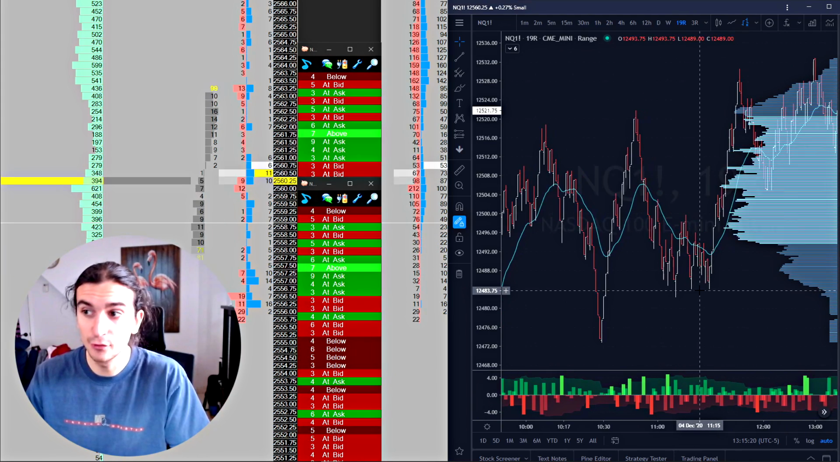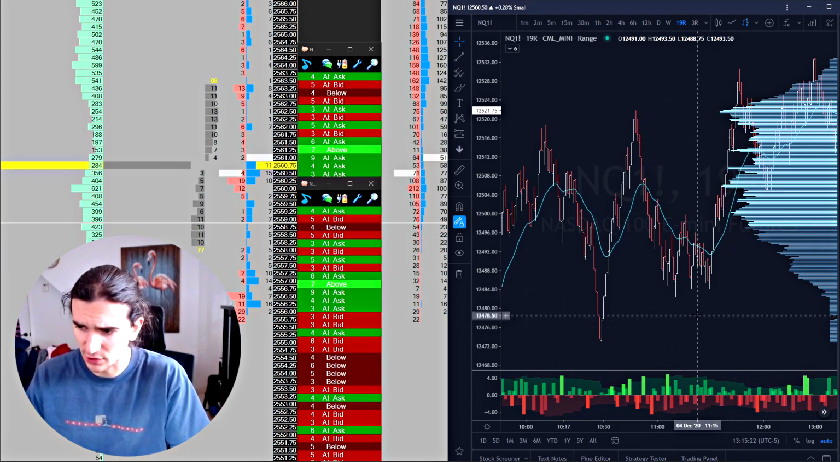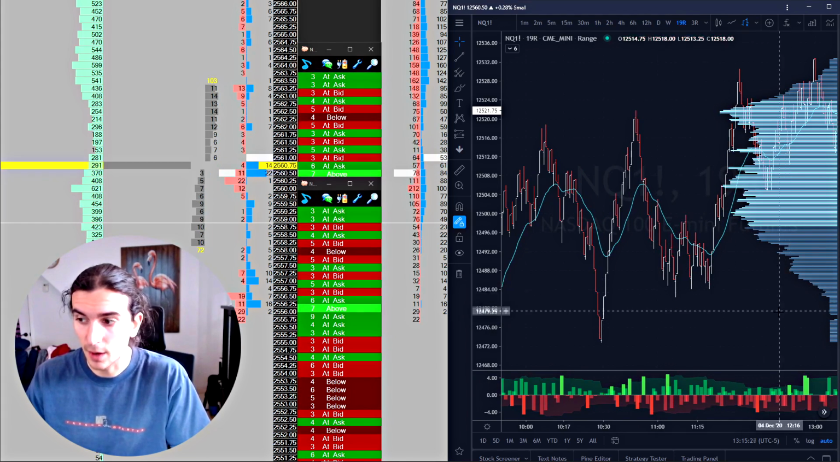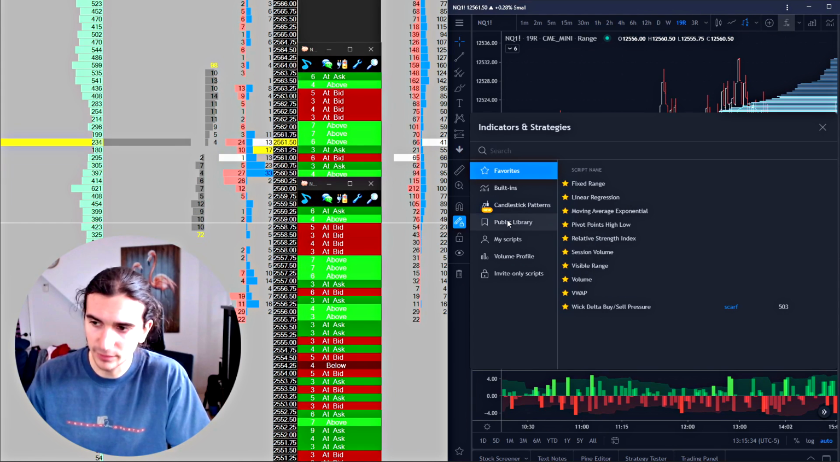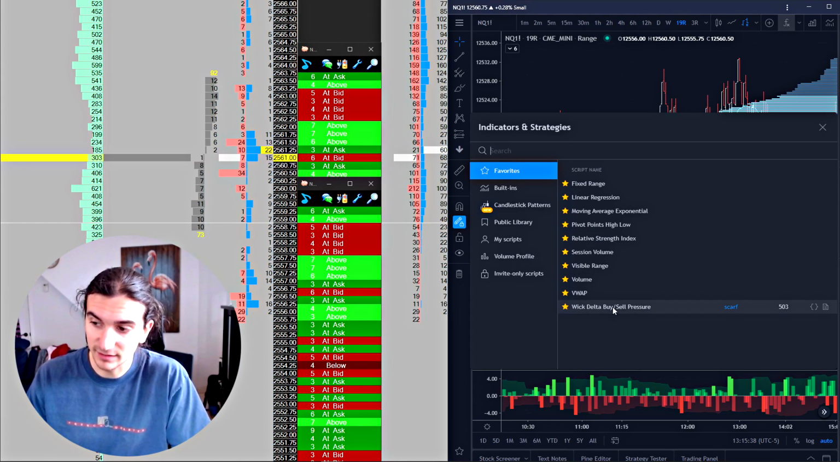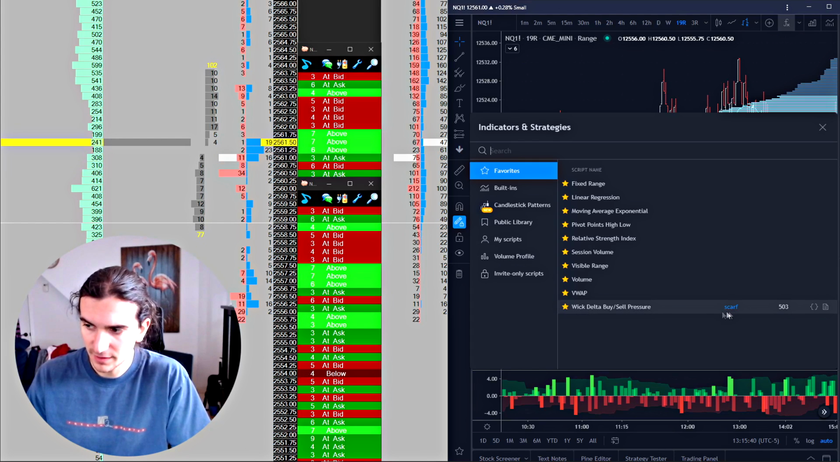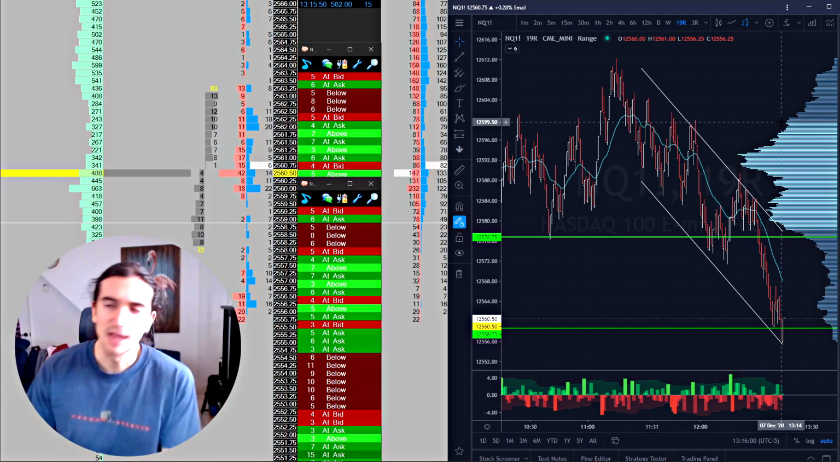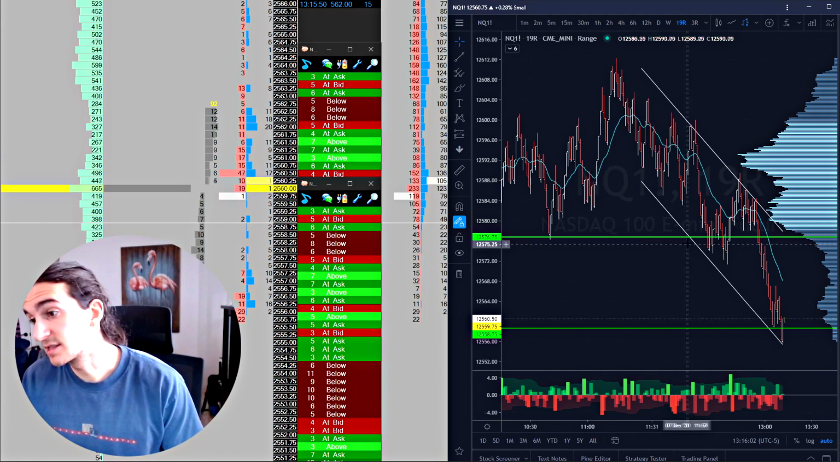So I went through all of the other cumulative delta scripts on Tradingview. This is the best one I found that looked clearest to me, but there are others as well. If you want to see what that one looks like, you go into the public library in Tradingview indicators and strategies, and you just go to wick delta buy and sell pressure. This guy made it, Scarf. Congratulations, sir. Epic indicator.